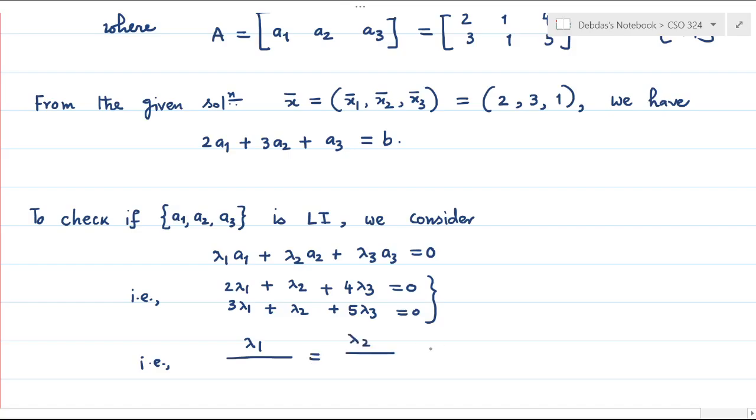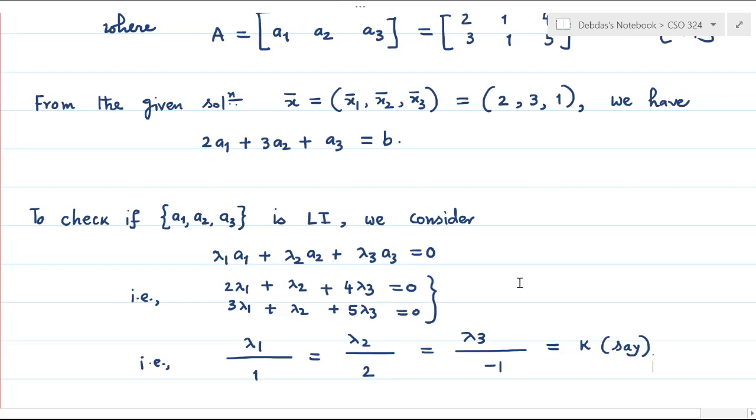Now from here, let us try to find the possible values of lambda 1, lambda 2, lambda 3. Then you will have 5 minus 4, so it is 1. Then you have 12 minus 10, so it will be 2. And for lambda 3 you have 2 minus 3, which is minus 1. And this is equal to some constant k, say any constant k you take. So lambda 1 equals k, lambda 2 equals 2k, lambda 3 equals minus k will satisfy both the equations.